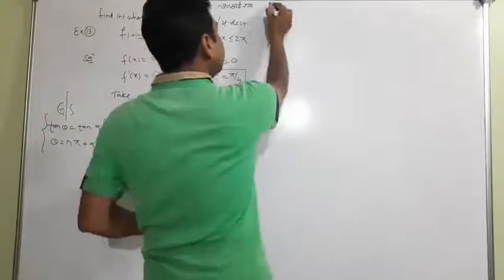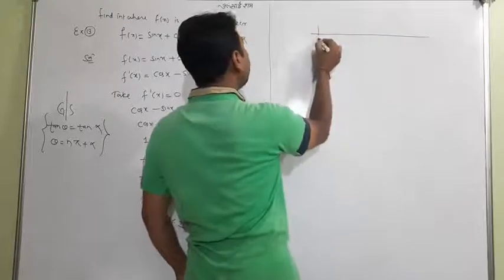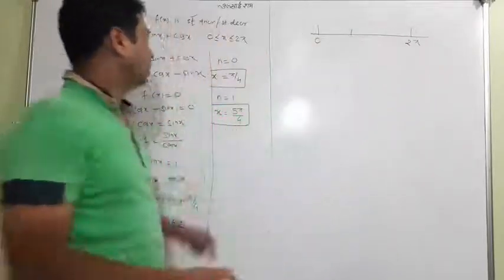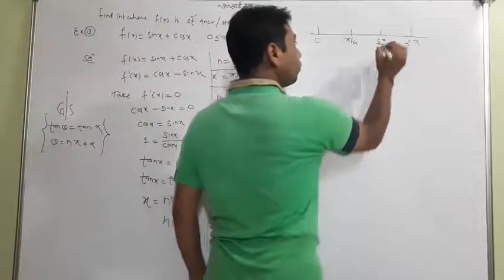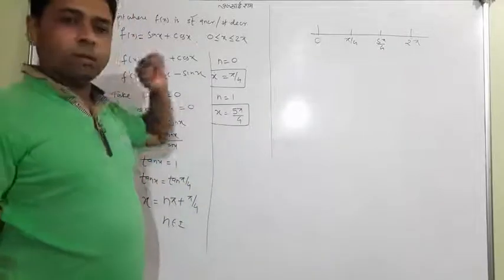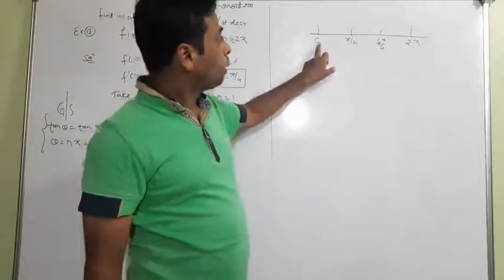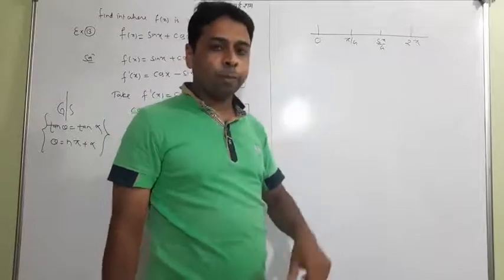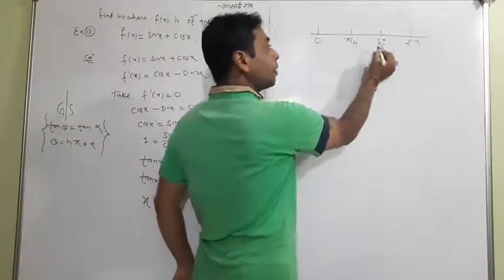After this, I'll make the number line, which will be very important here. I'll write 0, I'll write 2π, I'll write here π/4, and this is 5π/4. The further task is very important to understand. We'll check between these, and first we should know which are the critical points. So these two are critical points.